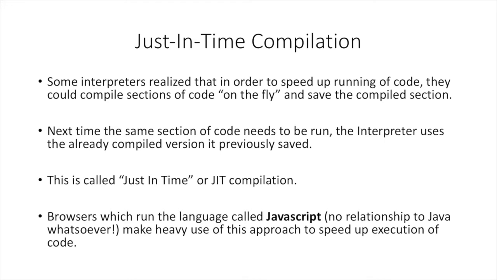Now, another thing that happens is that some interpreters realize that in order to speed up running of code, they could compile sections of code on the fly and then save the compiled section. Next time that same section of code needs to be run, the interpreter already has that compiled version, so it just runs that. This is called just-in-time or JIT compilation.